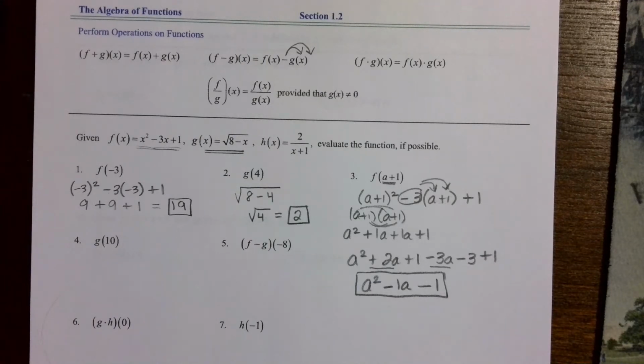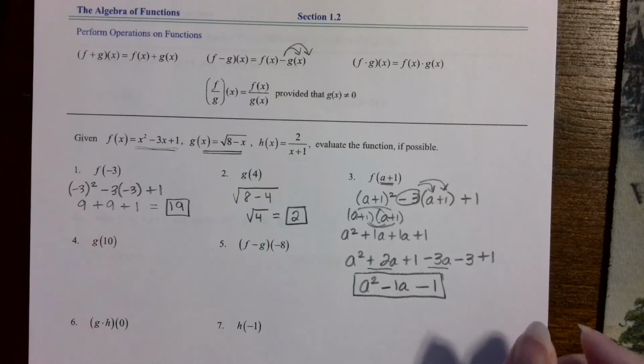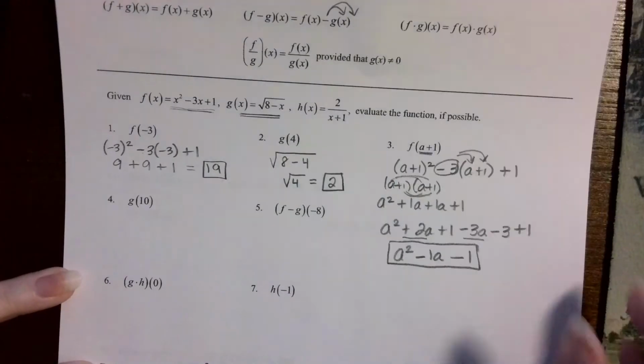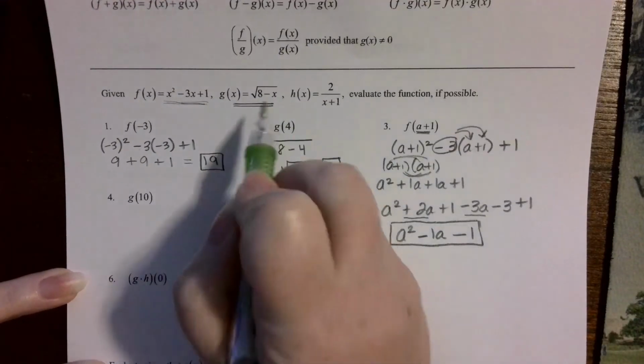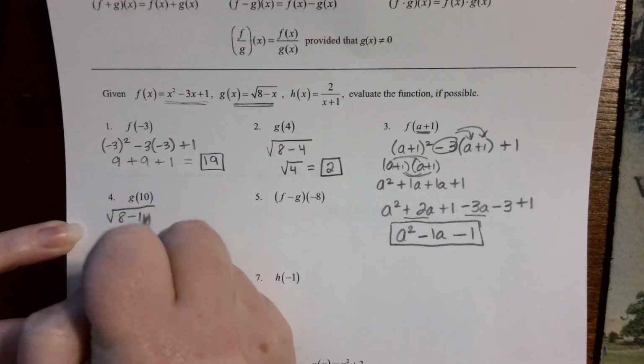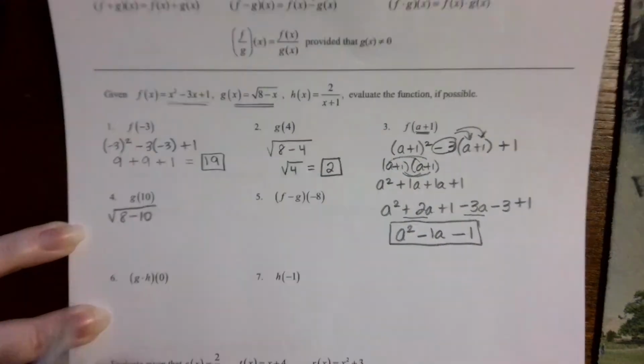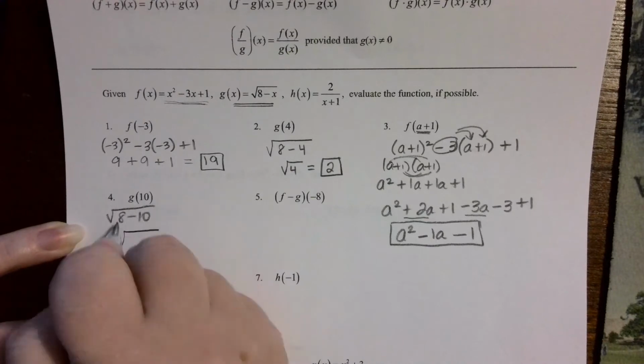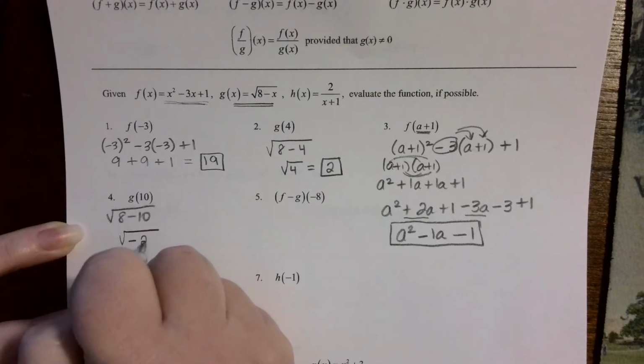All right, let's take a look at number 4. Number 4, we have g of 10. So we're going to plug a 10 into this g function. So we have 8 minus 10. Uh-oh, that's a problem. 8, 9, 10, we get a negative 2.